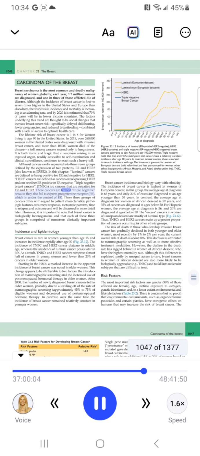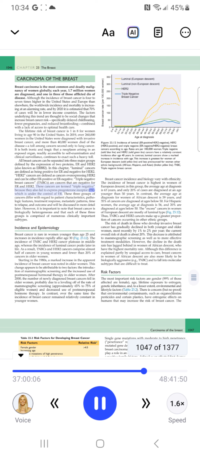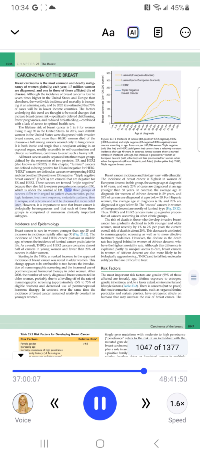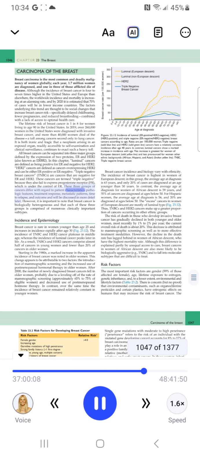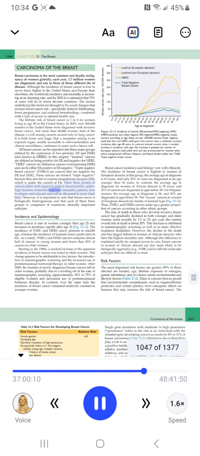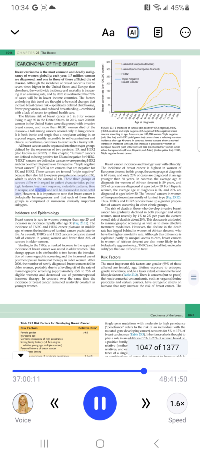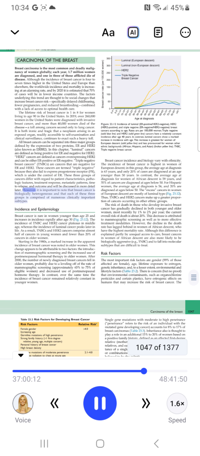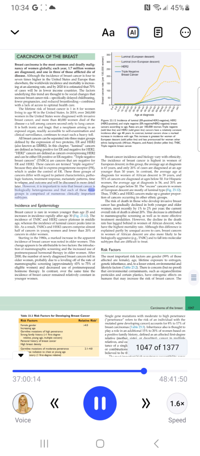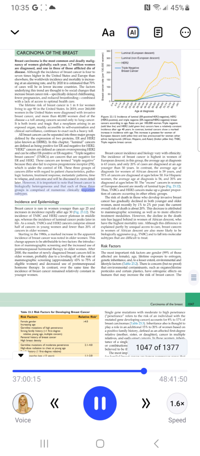These cancers are termed triple negative because they also fail to express progesterone receptor, PR, which is under the control of ER. These 3 groups of cancers differ with regard to patient characteristics, pathologic features, treatment response, metastatic patterns, time to relapse, and outcome, and will be discussed in more detail later. However, it is important to note that breast cancer is biologically heterogeneous, and that each of these 3 groups is comprised of numerous clinically important subtypes.